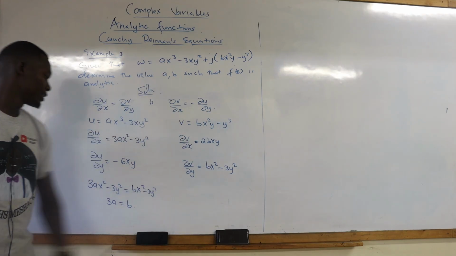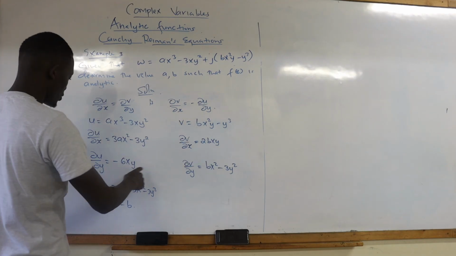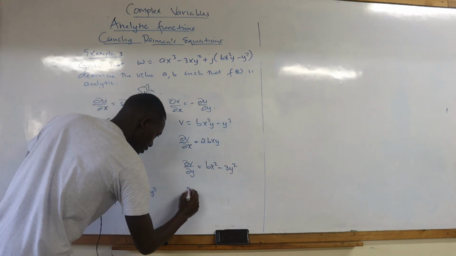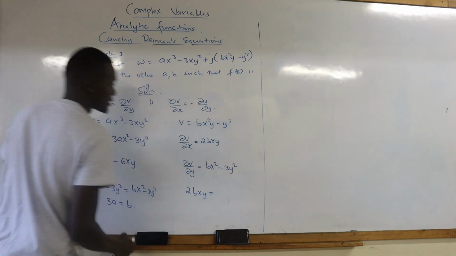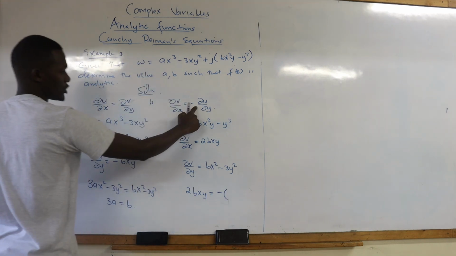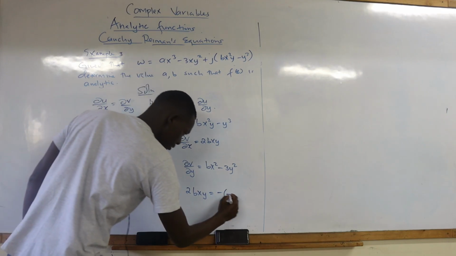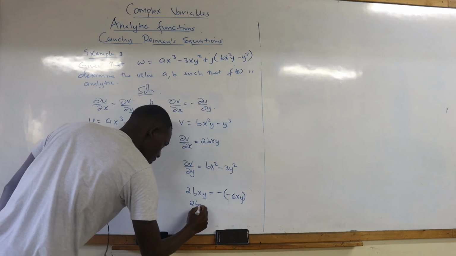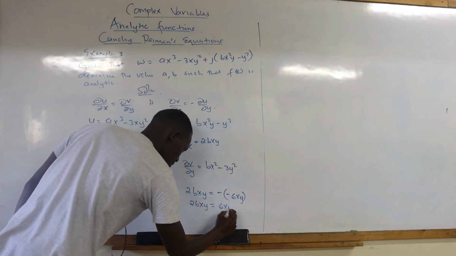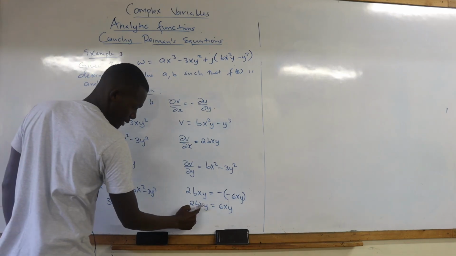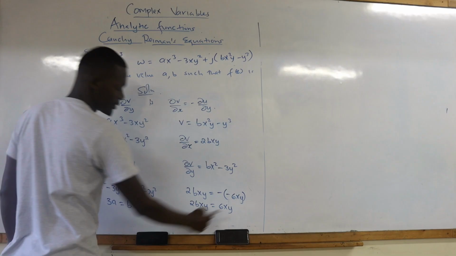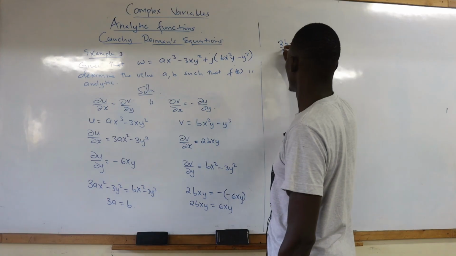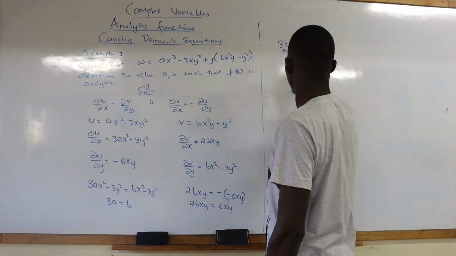Now let's go to the second. dv/dx, which is this function here, 2bxy, should be the same as negative of du/dy, so negative of negative 6xy. Therefore 2bxy should be the same as 6xy. Working with the variables xy, xy, your 2b should be 6. Therefore, dividing by 2, your b value should be 3.